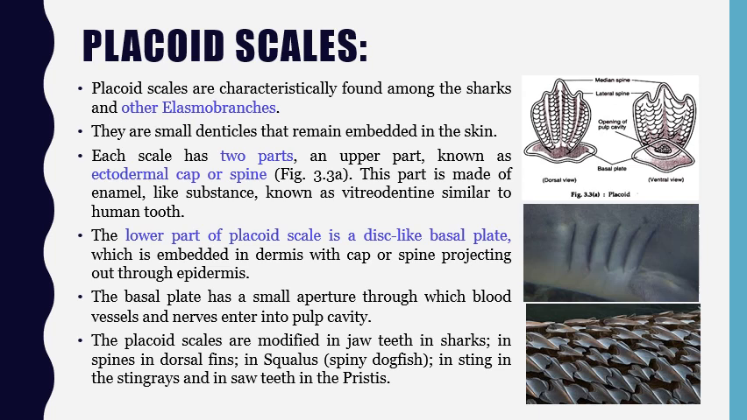The placoid scales are modified into the jaw teeth in the sharks, into spines in the dorsal fin, and squalus in the spiny dogfish. The dorsal fin is modified into the squalus. So this fish is called the spiny dogfish. In stingrays, this scale is modified into the sting, and into the saw teeth in the sawfish, Pristis. The saw teeth में ये modified हो जाती है in the Pristis.